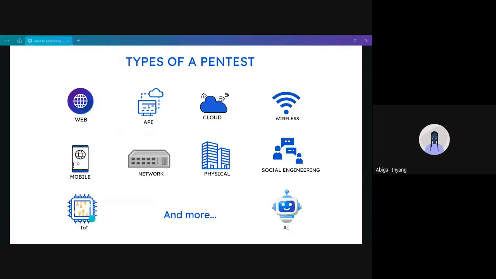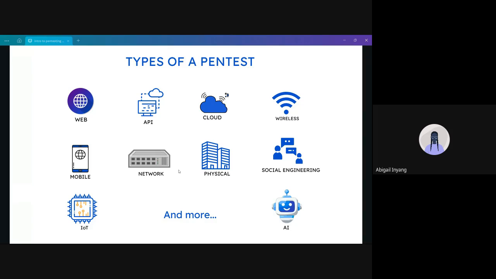Then we have IoT pen testing, where you're testing IoT devices, Internet of Things devices, for vulnerabilities. Next up we have AI. With the rise of AI, we now have AI pen testing, where you're testing large language models and generative AIs, trying to inject them with prompts to get information from them. There's what we call prompt injection, where you write a prompt to inject the AI. So these are different types of pen testing.